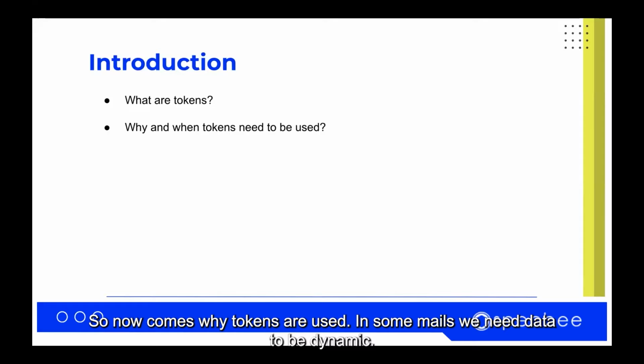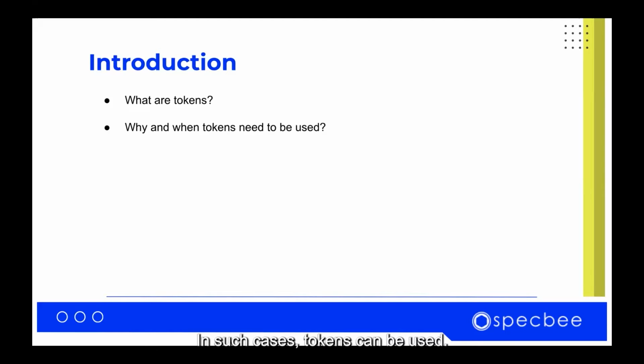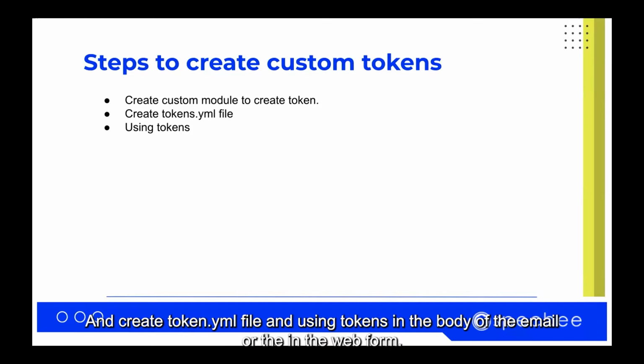So now comes why tokens are used. In some mails, we need data to be dynamic, in scenarios like web form submission or content moderation, where the body of the mail should contain the username or node details or user details. In such cases, tokens can be used. There are certain steps to create custom tokens. First, create a custom module, create a tokens file, and use the tokens in the body of the email or in the web form.